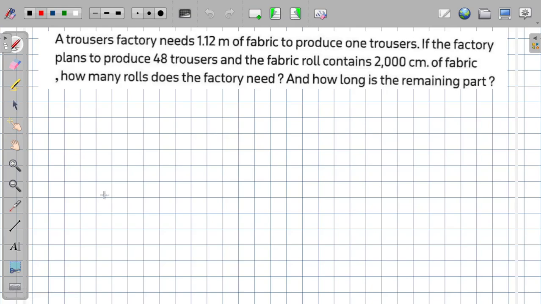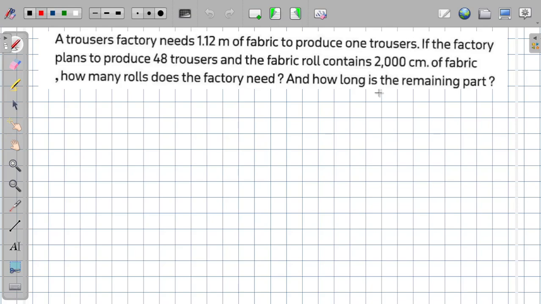Next, I have this example. A trouser factory needs 1.12 meters of fabric to produce 1 trousers. If the factory plans to produce 48 trousers and the fabric roll contains 2000 centimeter of fabric, how many rolls does the factory need and how long is the remaining part?